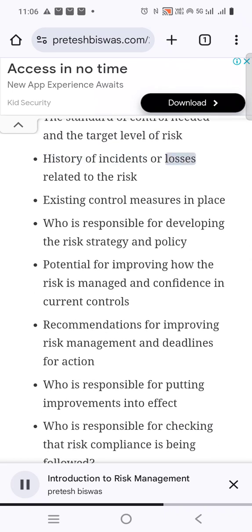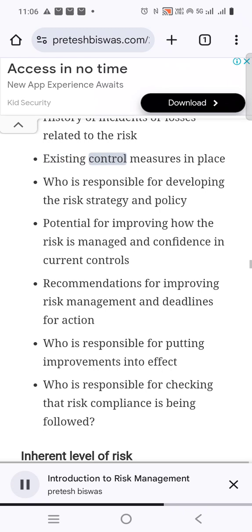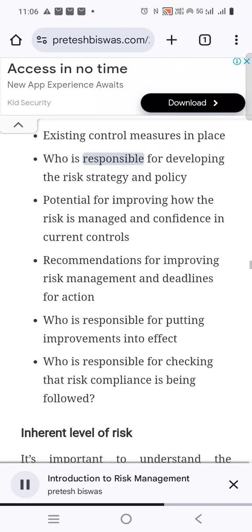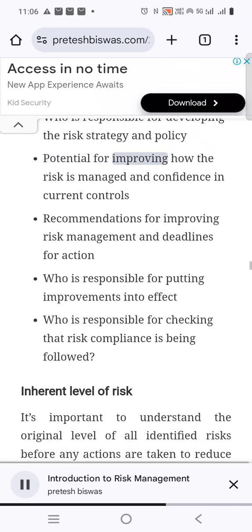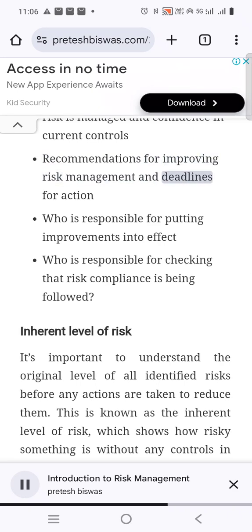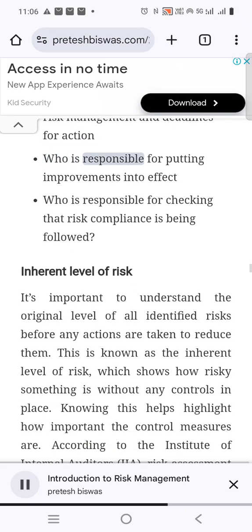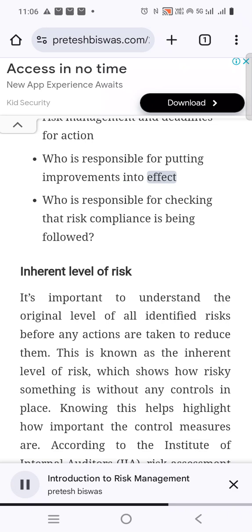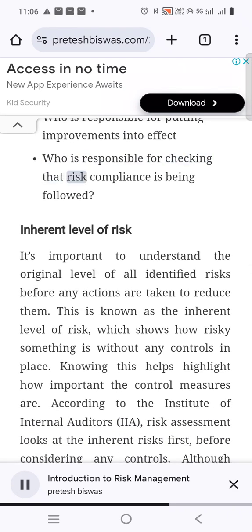History of incidents or losses related to the risk. Existing control measures in place. Who is responsible for developing the risk strategy and policy? Potential for improving how the risk is managed and confidence in current controls. Recommendations for improving risk management and deadlines for action. Who is responsible for putting improvements into effect? Who is responsible for checking that risk compliance is being followed?